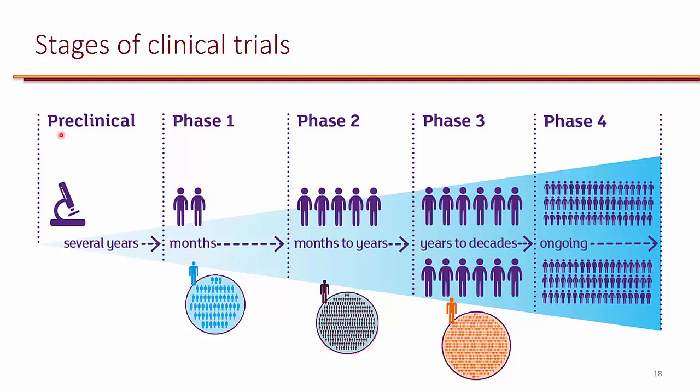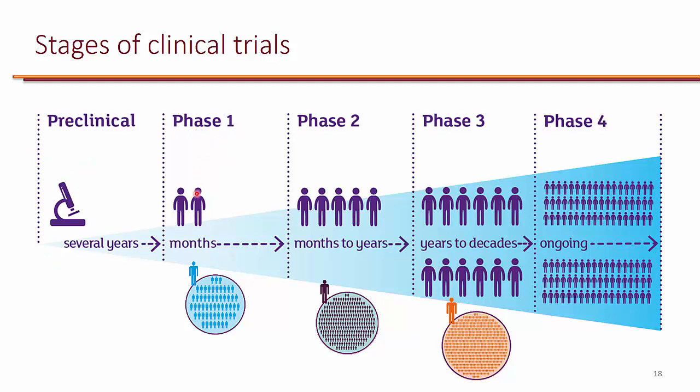Once they come up with a drug that they think would be effective for a specific disease, the next step would be to do some animal studies to make sure that, for example, the drug doesn't kill the animal before they go and study it in humans. Once they go through preclinical studies, which would take several years, the next step is phase 1 studies.